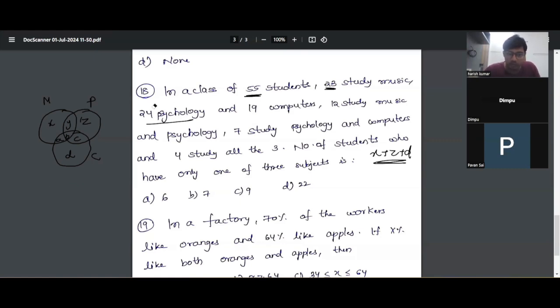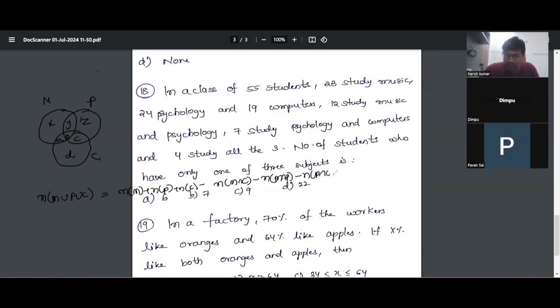Now what I'll do is I'll try to do this by formula approach, right? What is the formula approach? We know that n of m union p union c is nothing but n of m plus n of p plus n of c minus n of m intersection c minus n of m intersection p minus n of p intersection c plus n of m intersection p intersection c. Okay, but what do we want?